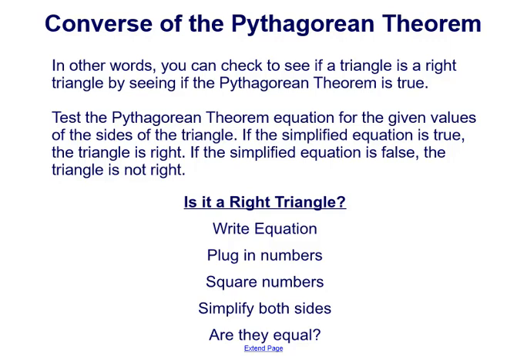So we have our steps to a problem like this, where if the problem is asking, is it a right triangle, we would write the equation, that Pythagorean theorem, A squared plus B squared equals C squared. We would then plug in the numbers, or substitute in the numbers, square the numbers, simplify both sides, and see if they are equal. Let's take a look at an example.